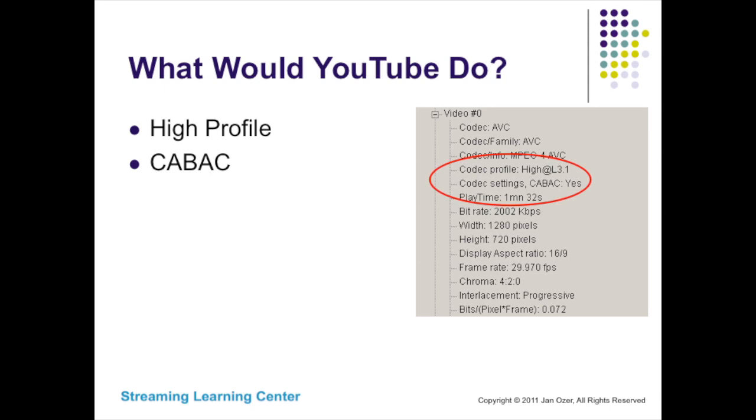What does YouTube do? This is a file YouTube encoded using the H.264 format: high profile, CABAC, 2 megabits per second, 720p. Because it's targeted for computers, they use the high profile and they enabled CABAC. So that's what I recommend, and it was fun to check YouTube and make sure that they were doing the same thing.